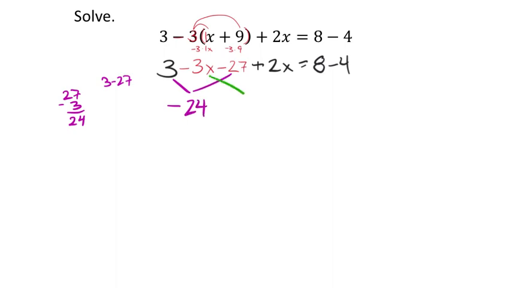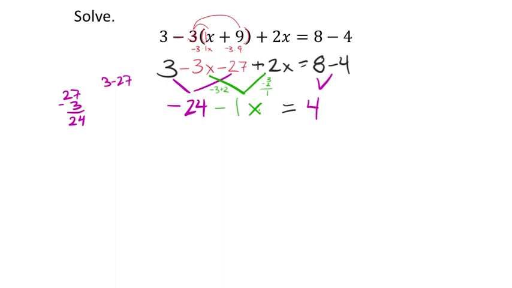Then the x's. Now, how many x's do we end up with? Well, that's negative 3 x's plus 2 x's. And since we're adding opposites and there's more negatives than positive, it's going to be negative. And then we'll do big minus small. 3 minus 2 is 1. Negative 1 x's. Okay, this would equal, on the right side, we have 8 minus 4, which is 4.